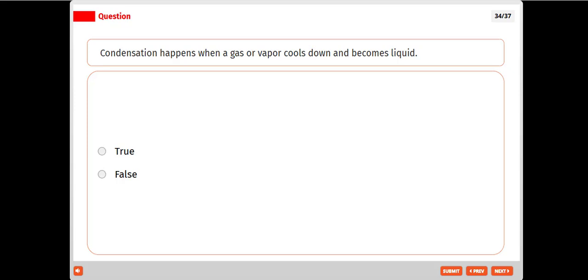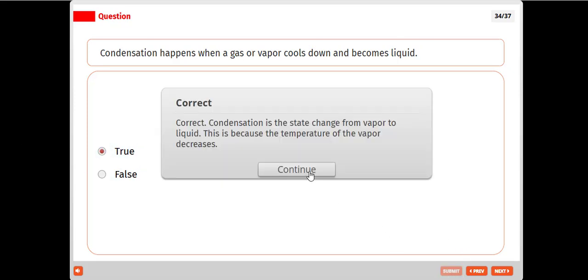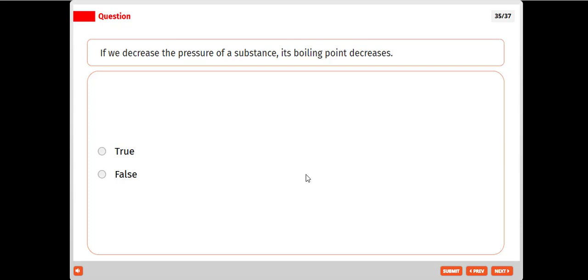Condensation happens when a gas or vapor cools down and becomes liquid. If we decrease the pressure of a substance, its boiling point decreases.